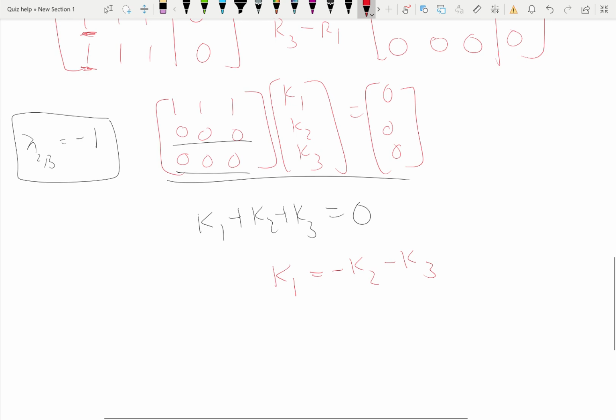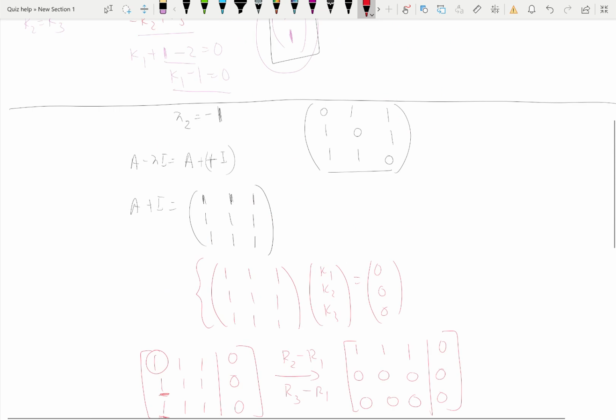No, right? Choosing K3 doesn't give you K2, and choosing K2 doesn't give you K3 and K1, because you only have one equation. Remember, let's compare. Let's go back.